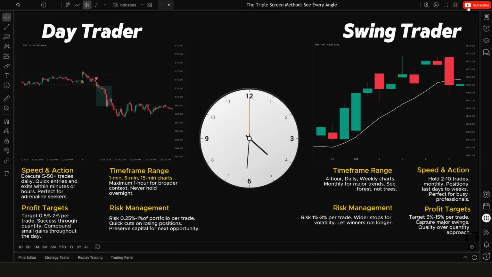Now for swing traders that are looking at the bigger picture, you want to stick with 4 hour, 1 hour, daily charts. That's your sweet spot. And if you're doing anything longer than that, then I would say daily chart, weekly chart, monthly chart. That's going to show you those bigger trends without the noise.